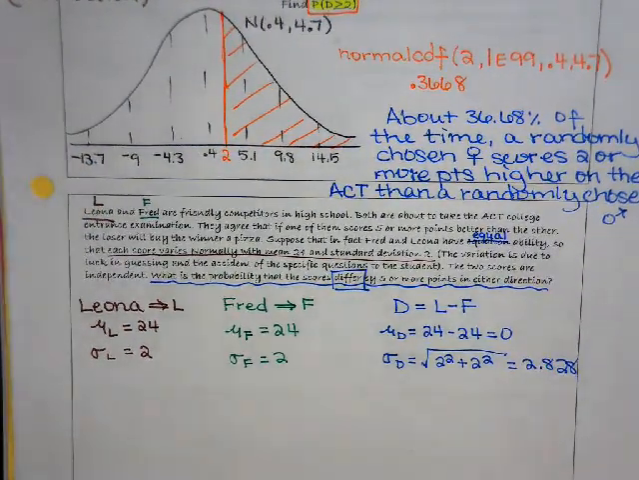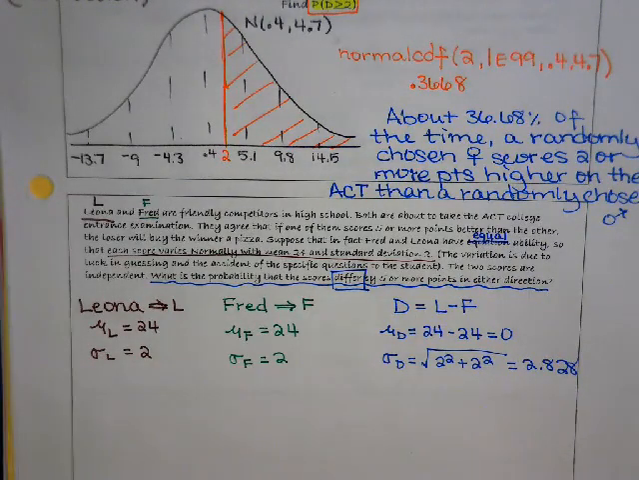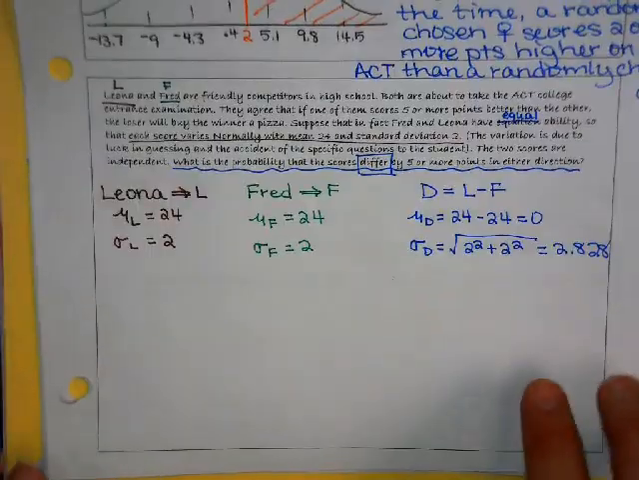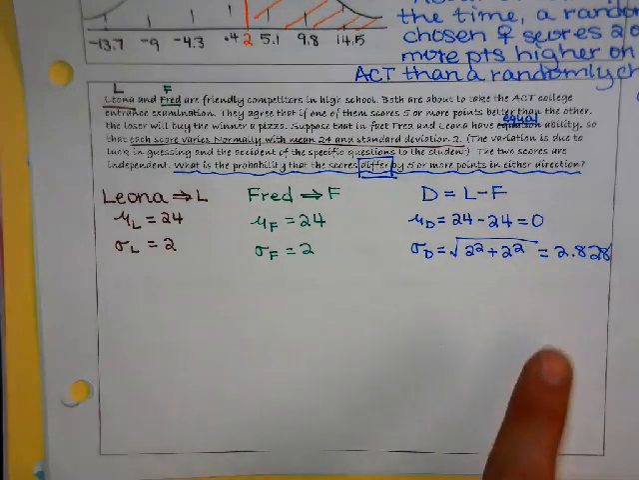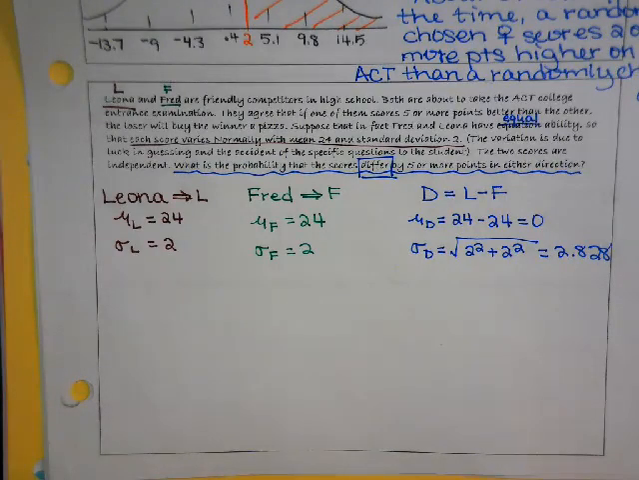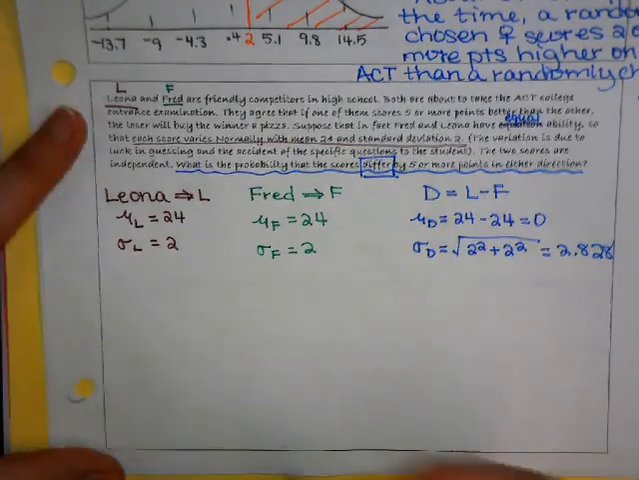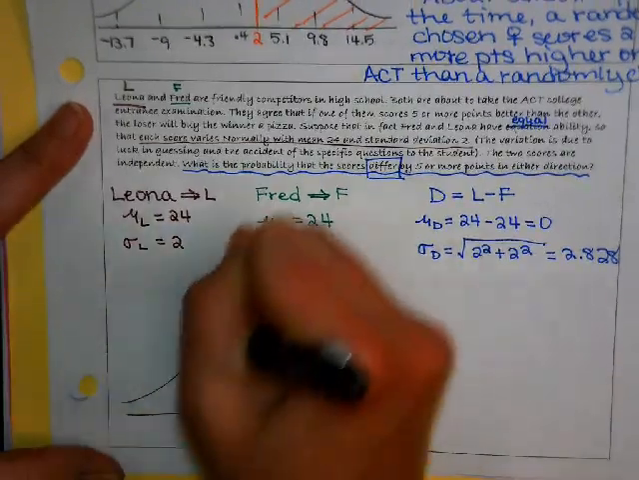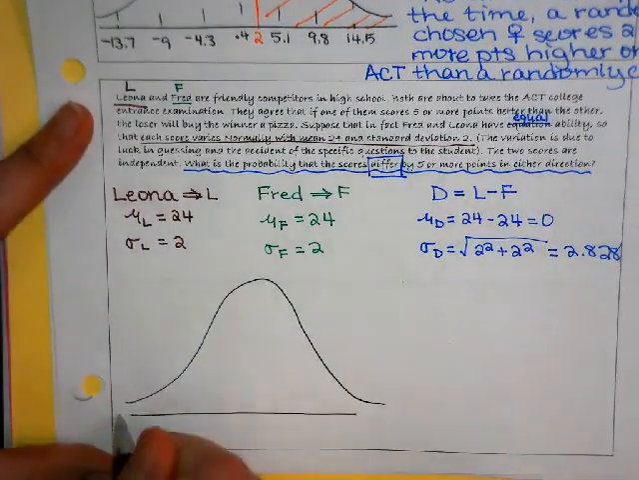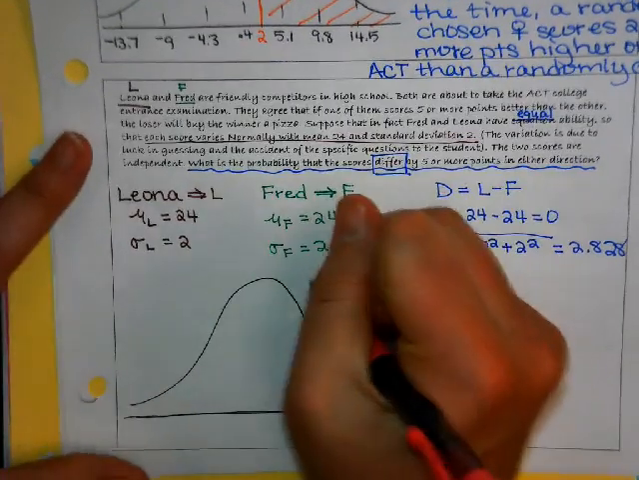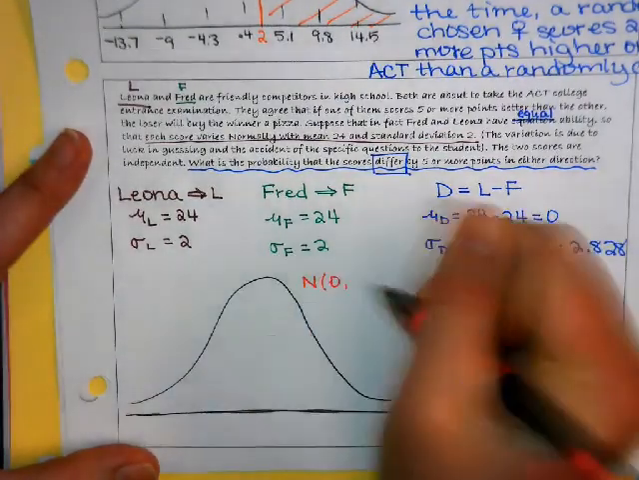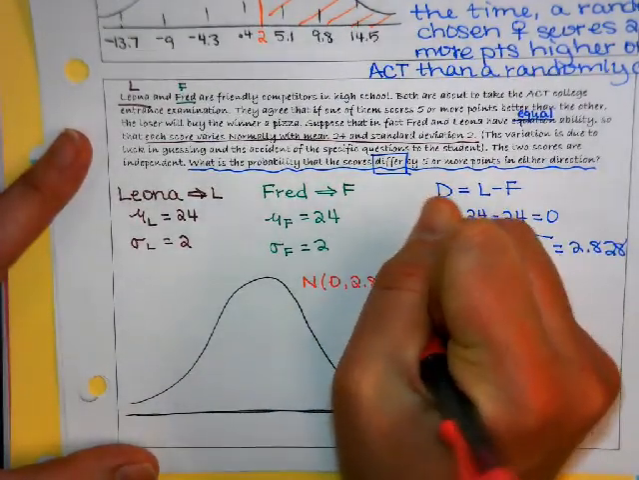All right. Everybody good with the mean and the standard deviation? Okay. So now we draw our curve just like we usually would. It is normal with a mean of 0, standard deviation of 2.828. That's 0. I don't know why I went to so many decimals on the standard deviation. That's going to make it hard to add. I didn't think that one through. This is 2.828.